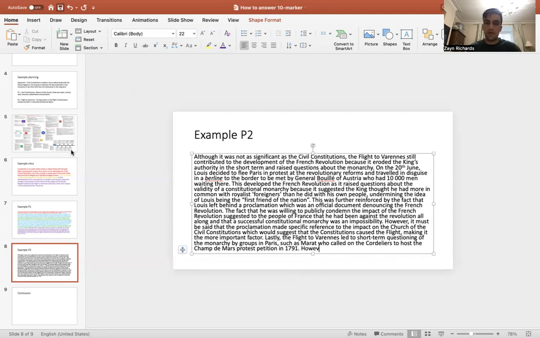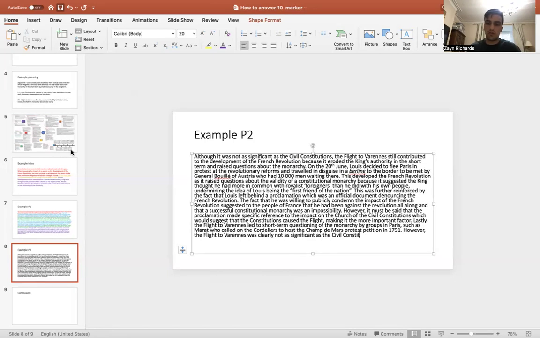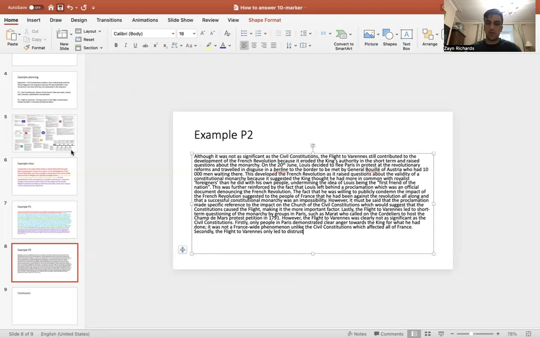So then I'll say, however, the flight to Varennes was clearly not as significant as the civil constitutions. Firstly, only people in Paris demonstrated clear anger towards the king for what he had done, suggesting it was not a France-wide phenomenon, unlike the civil constitutions, which affected all of France. Secondly, the flight to Varennes only led to distrust in the short term. In the long term, Louis was forgiven.